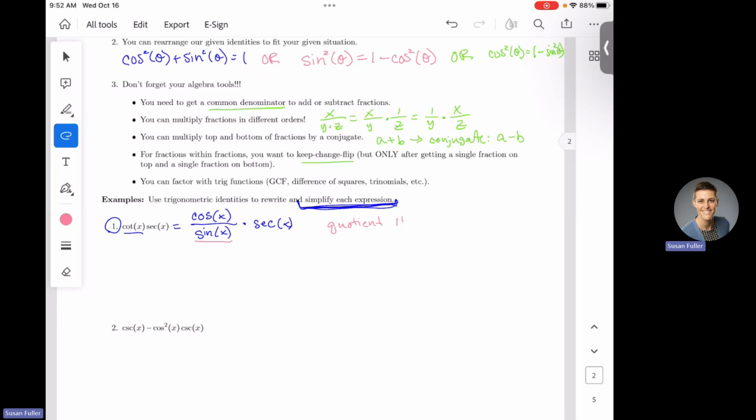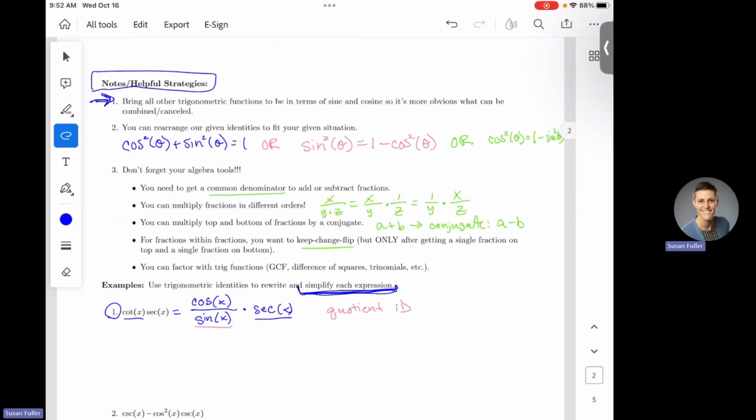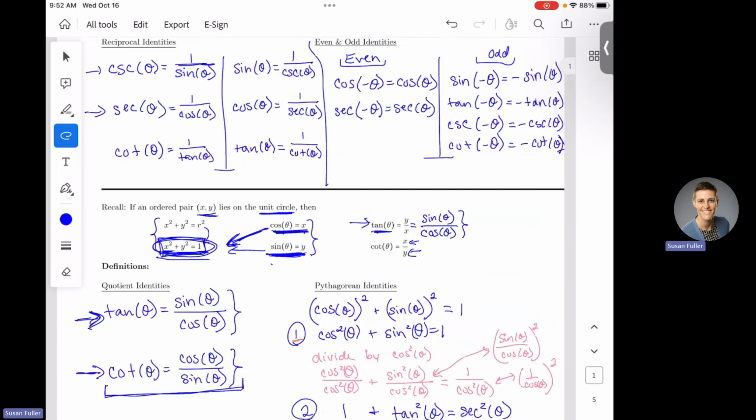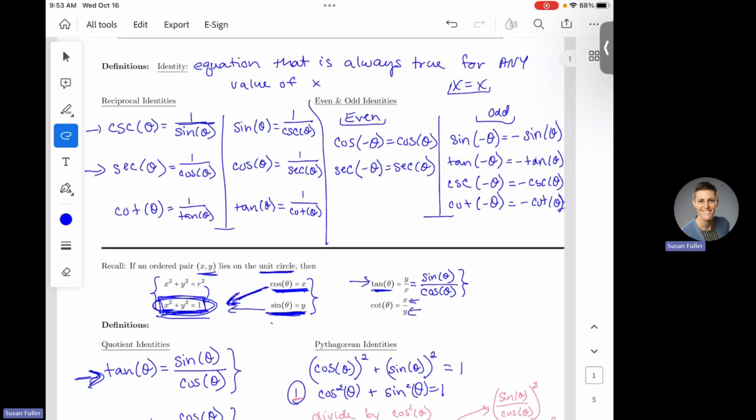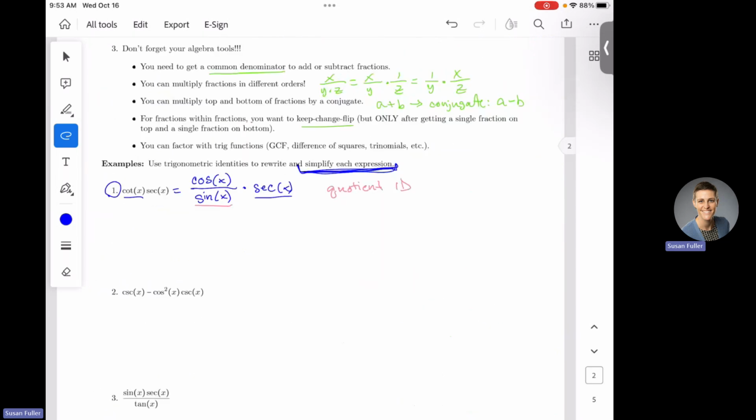I'm going to write these out because sometimes in ALEKS, you're going to have to write these out and sometimes you're not. And so I'm just going to get in the habit of writing them out. Okay, and then we also have secant of x. We could turn that into sines and cosines. How do I turn the secant of x into sines and cosines? Right here, secant is the reciprocal of cosine. So that's how I'm going to rewrite that one.